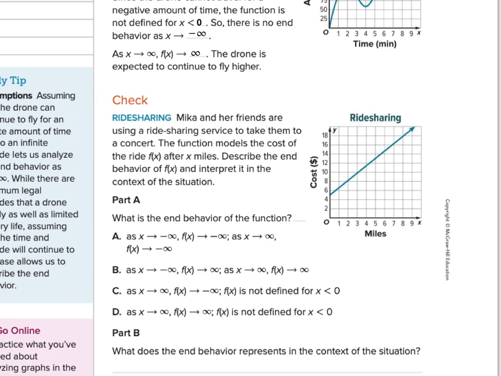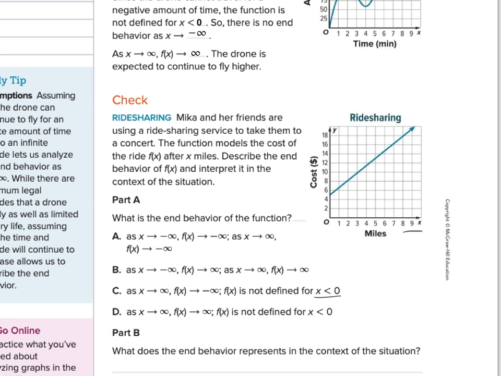Ride share, let's see here, what's going on? Micah and her friends are using a ride sharing service to take them to a concert. The function models the cost of the ride share after x miles. Describe the end behavior of the function and interpret it in the context of the situation. We cannot have less than 0 miles. So that's why they're saying f of x is not defined for less than 0, because we can't have negative travel time or travel distance.